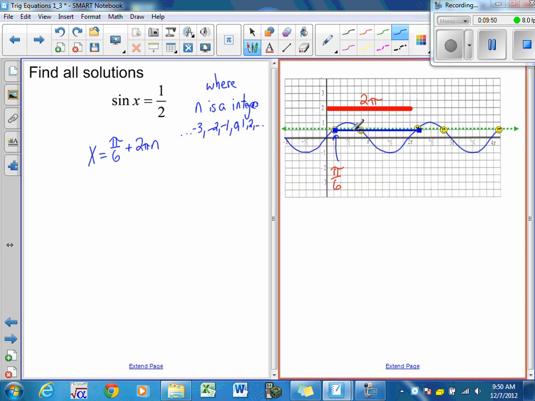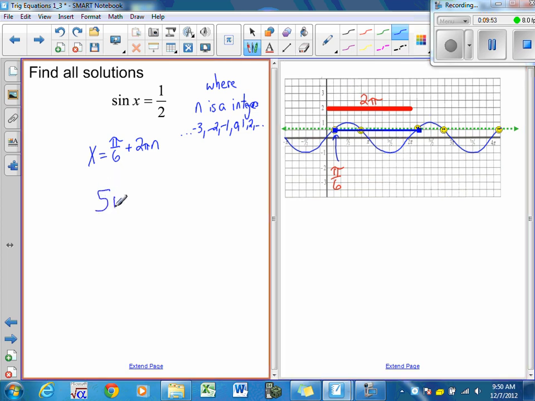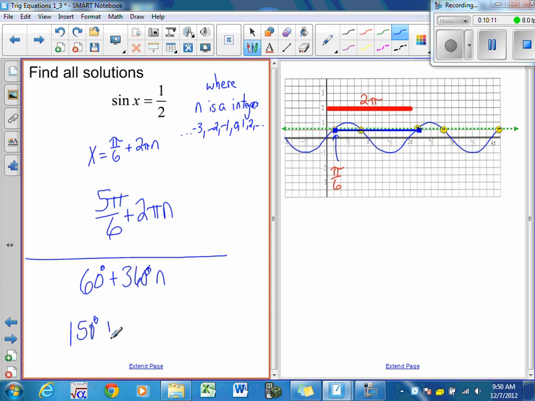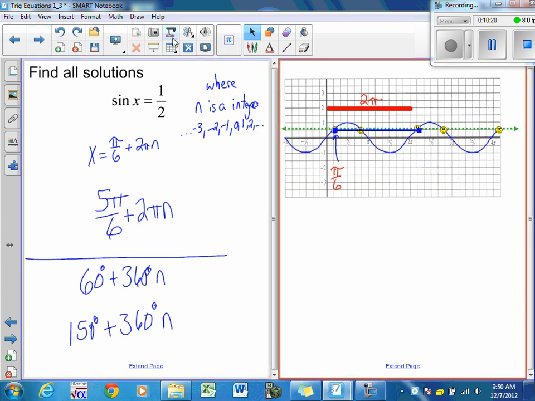Now I get my other solution, which is 5 pi over 6, and I do the same thing, plus 2 pi n. We could also do this in degrees and say 30 plus 360n and 150 plus 360n. I don't care which way you do it when you're writing all solutions. So let's look at another one.